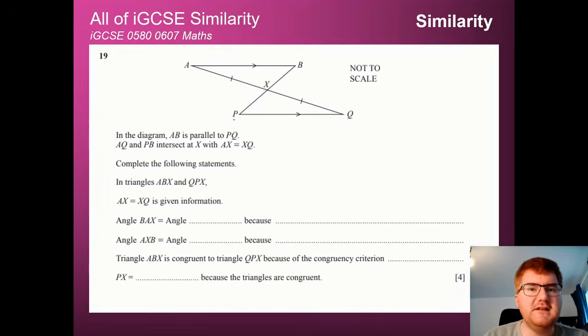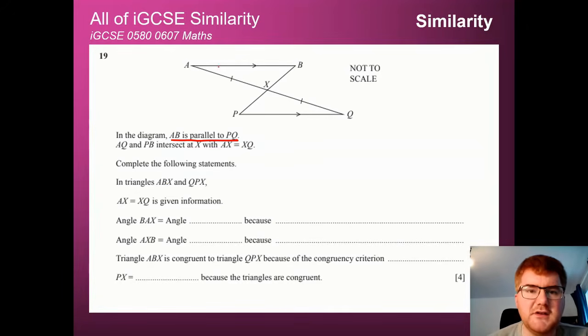So again, we want to be reading the information carefully. In the diagram, AB is parallel to PQ, so notice we've got these 2 arrows here to represent that, in the same direction. AQ and PB intersect at X in the middle, and AX is equal to XQ, also given by these 2 lines here. So we're showing that that length is the same as that length. Complete the following statements in triangles ABX and QPX.